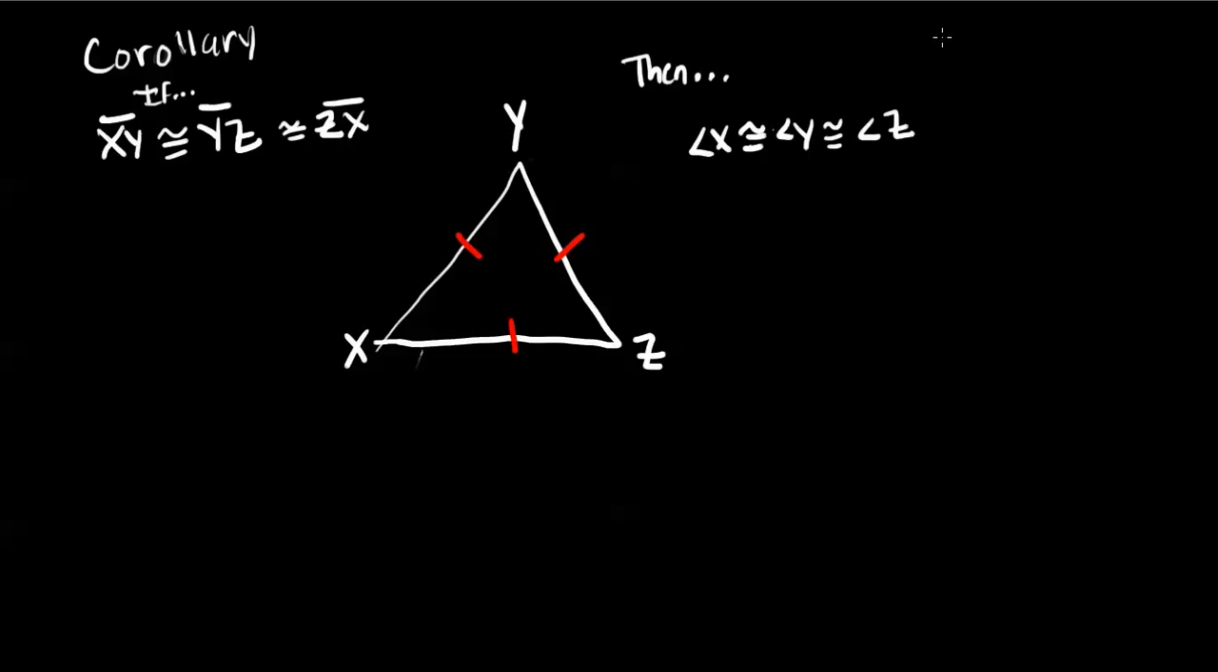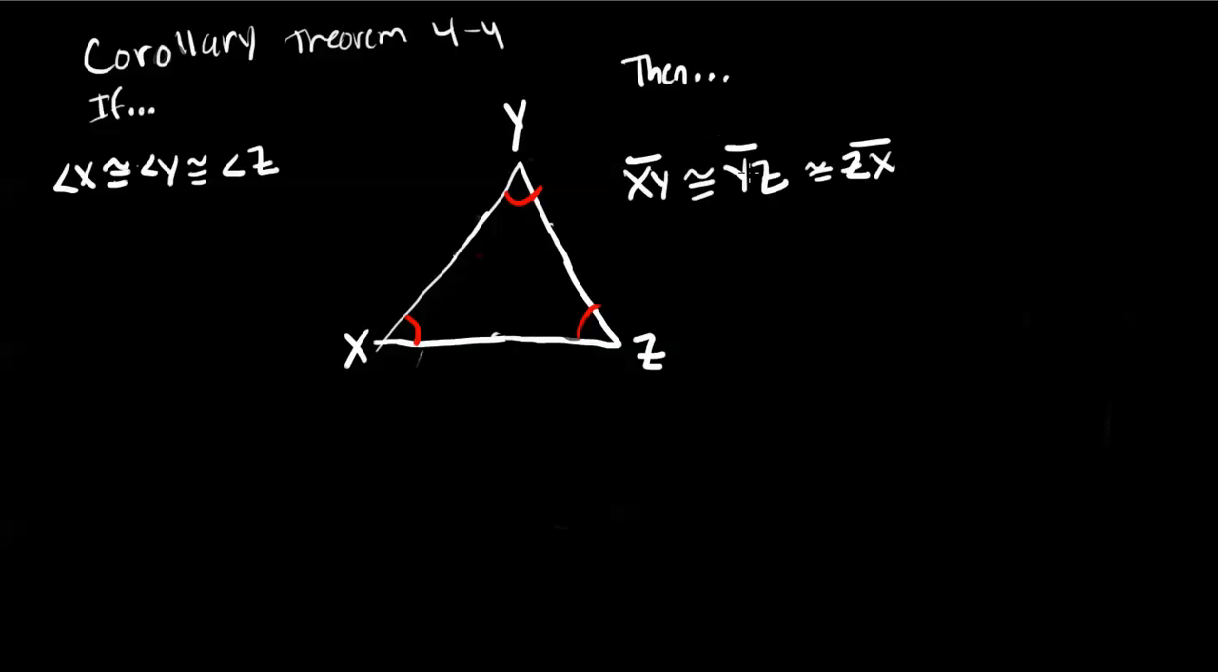Meaning if side XY is congruent to side YZ and it's congruent to side ZX, then angle X is congruent to angle Y, which is congruent to angle Z. You can tell this by the red lines on angle X, Y, and Z.